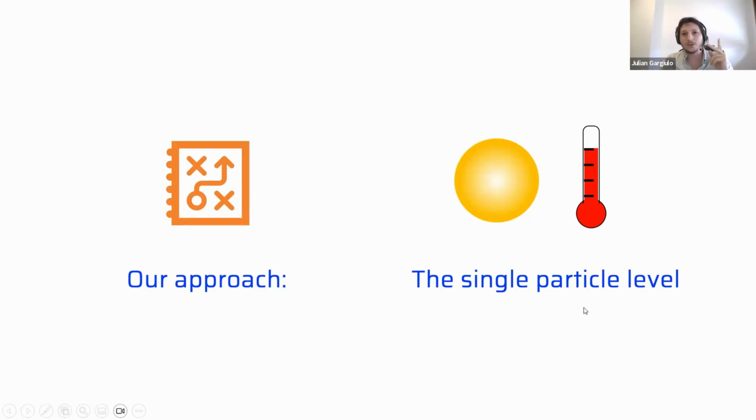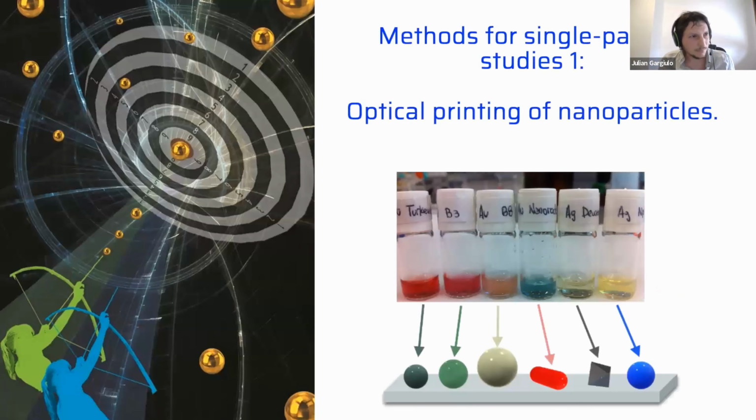And what do we need for that? We need two things: a fabrication technique to isolate single particles, and a thermometer that works also at the single particle level. These two things are what I'm going to introduce now. First, how do we create arrays of single particles? You know that chemists are very skillful and can synthesize many nanoparticles of different materials and shapes in flasks. But then how do we put them onto a substrate to study them at the single particle level?